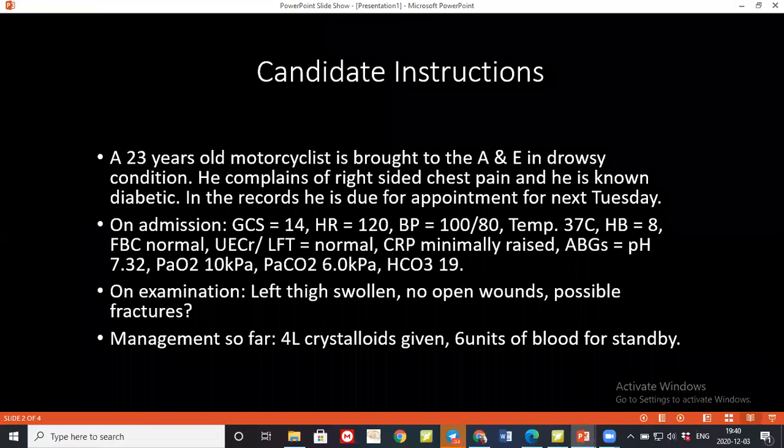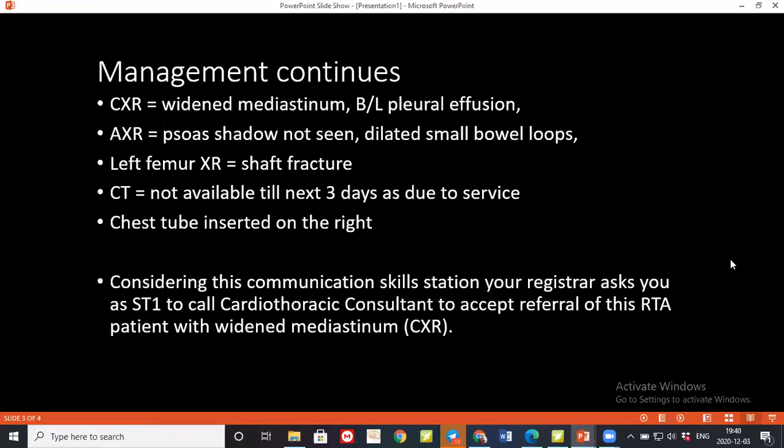Next slide. We have done an X-ray of the chest, which has revealed a widened mediastinum with bilateral pleural effusion. We have also done an abdominal X-ray standing, that is showing absent psoas shadow and dilated small bowel loops. The X-ray of the lower limb shows that he has a fracture of the left femur, a shaft fracture.